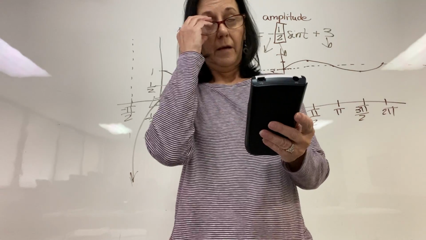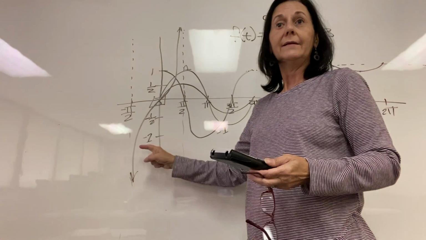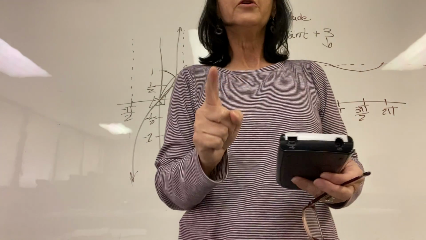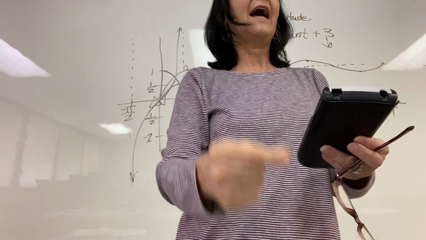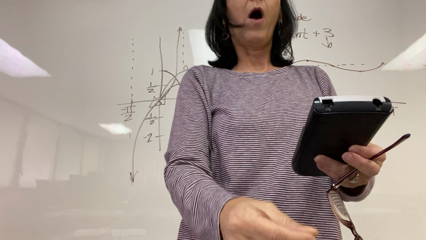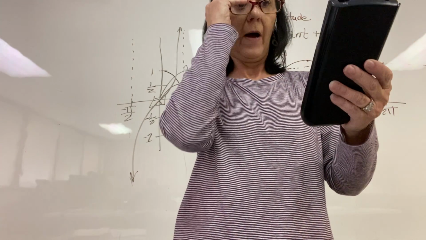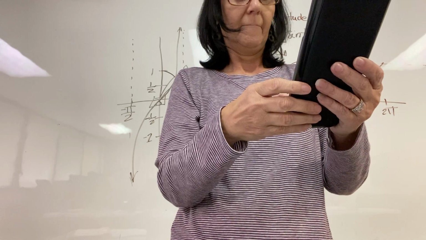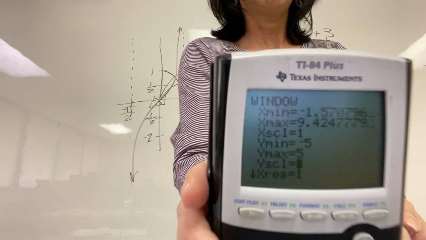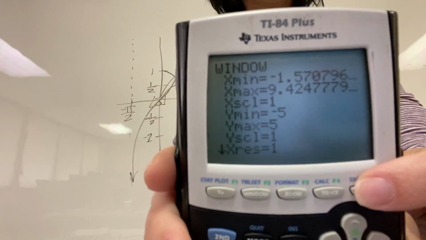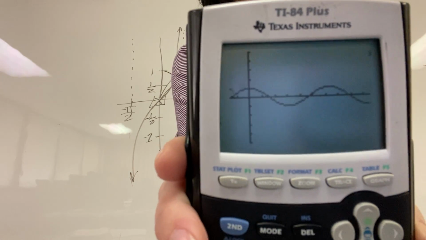Now, normally you're just going to see 1 and negative 1. But our y sub 2, we've changed the amplitude to 4. So it's going to go up to positive 4 and down to negative 4. So let's make our y min negative 5 and our y max positive 5. Now graph it. So the first one you see is just the cosine of t.